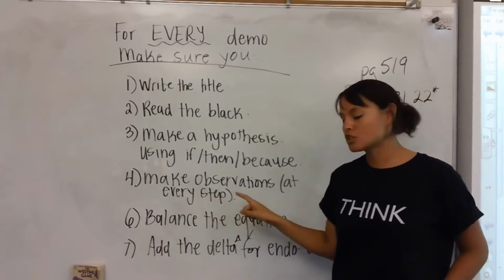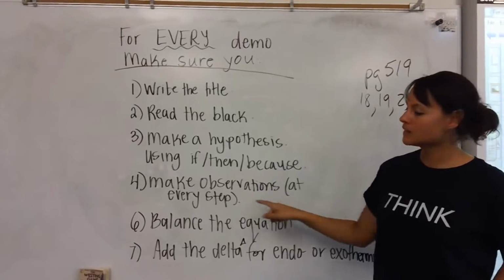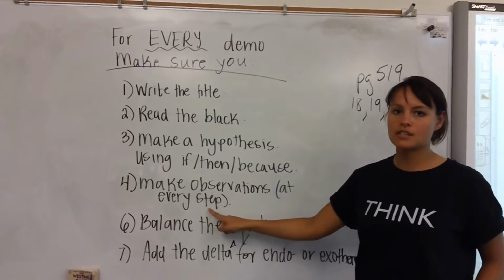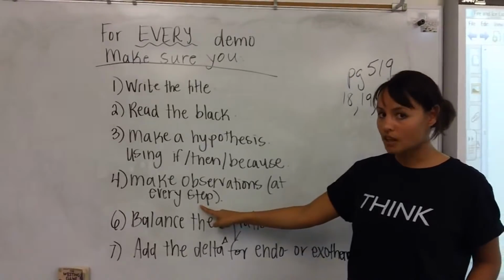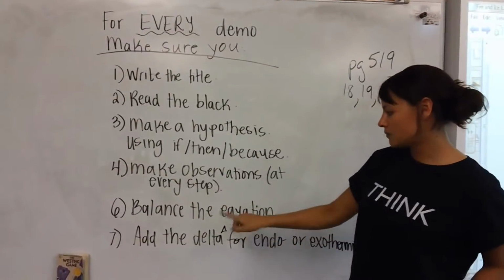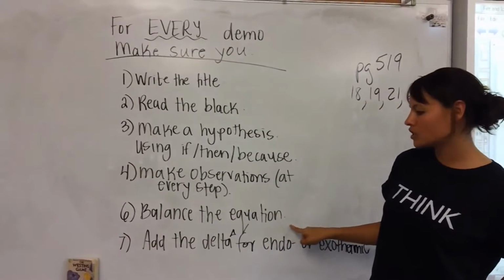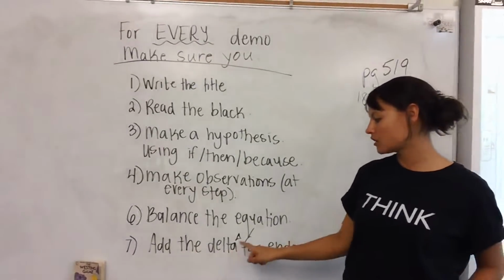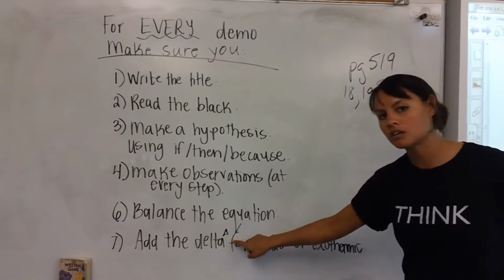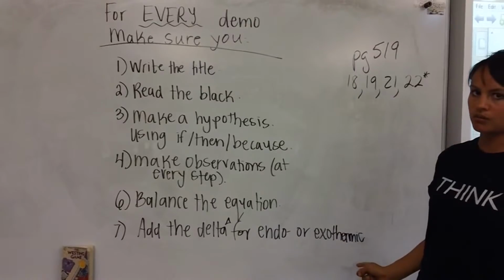Step 4 is to make sure you're making your observations at every single step, so when you see the demonstration done, don't just give me the observations at the end. Number 6, you're going to balance the equation, and 7, make sure you're adding your delta, your little triangle, if it's endo or exothermic.